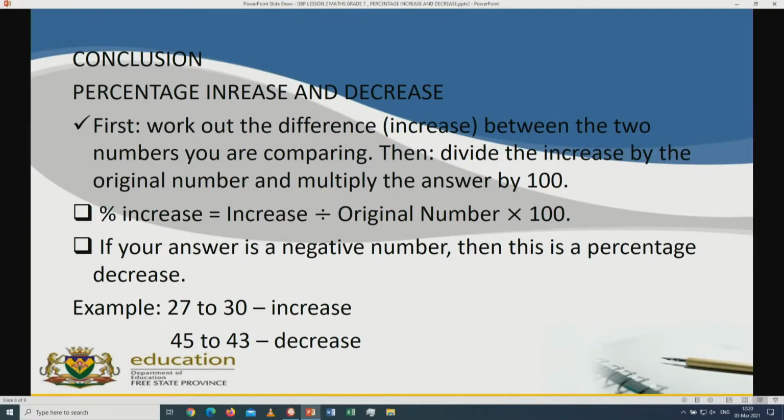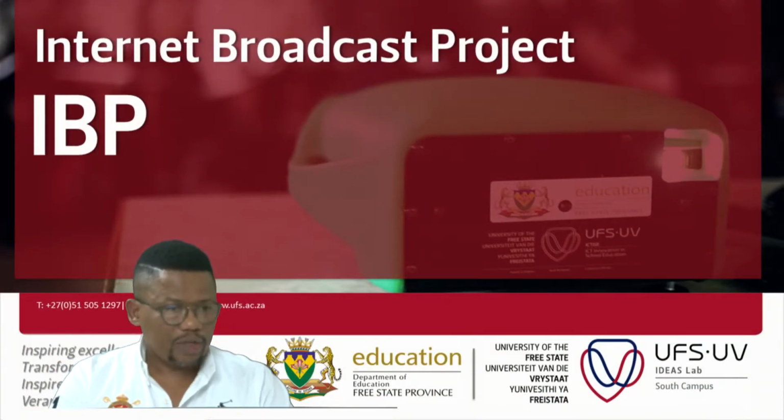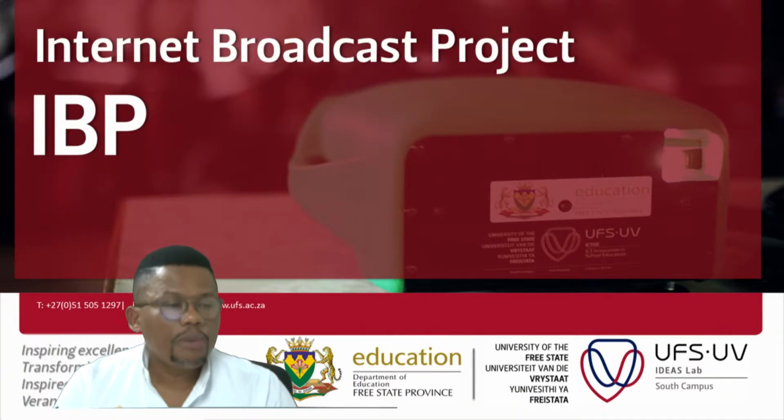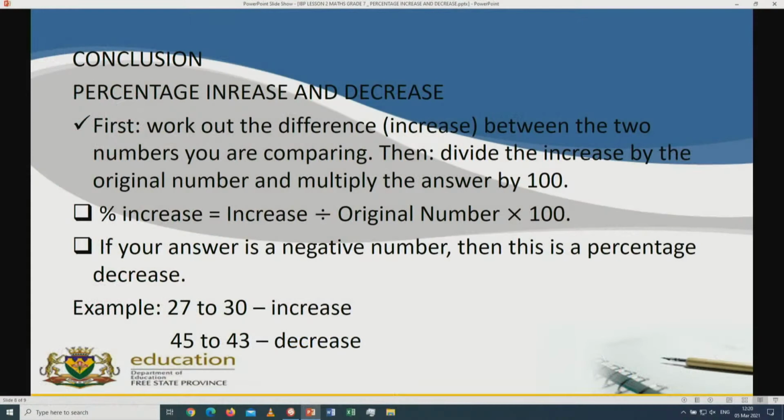Now, my dear grade 7, in conclusion, I would like to say to you, in summarizing our lesson today that was based on fractions, but looking at the concept of percentage increase and percentage decrease. First, work out the difference between the two numbers you are comparing. Then you divide the increase by the original number, and then you multiply it by 100. The same works with what? With a decrease. You first work out the difference, then you divide it by the original value or amount, then you multiply it by 100.